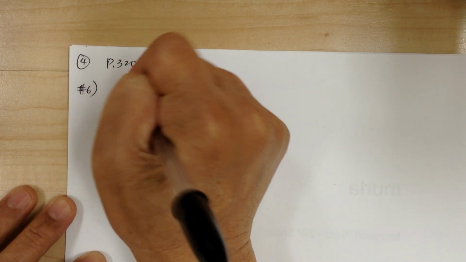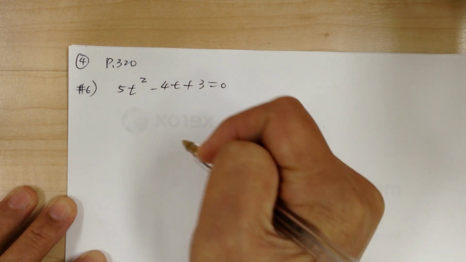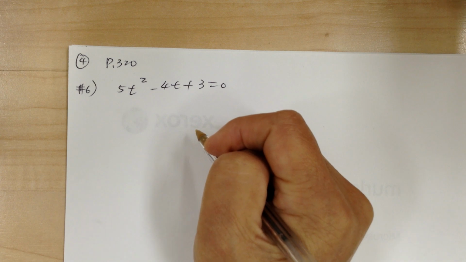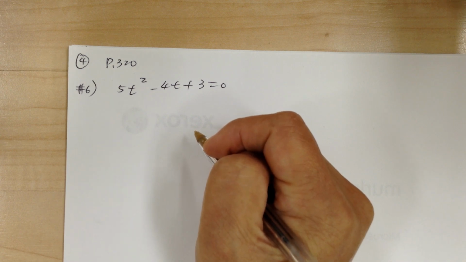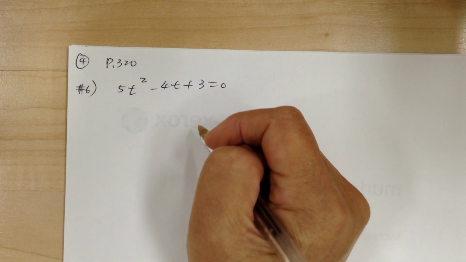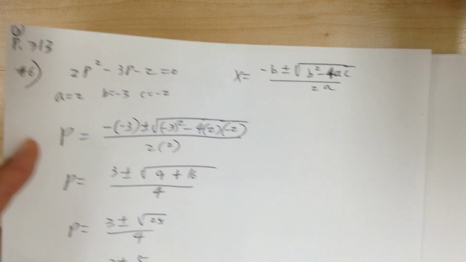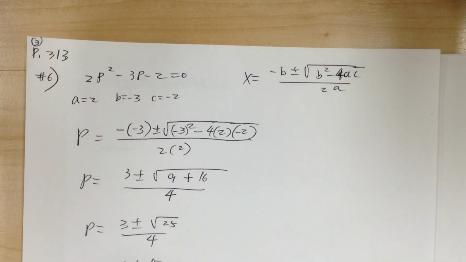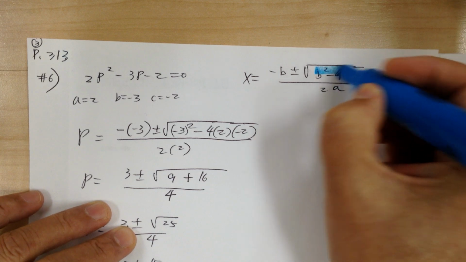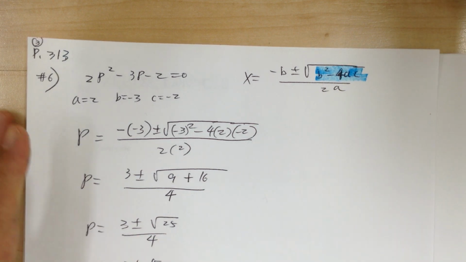Okay, so you got 5t squared minus 4t plus 3 equal to 0. This one you want to determine the nature of its roots. A calculator may be useful. So what you want to do is go and find out the discriminant, because remember your formula. This part over here, that's the d, the discriminant. So that will tell you what kind of answer you're going to get.